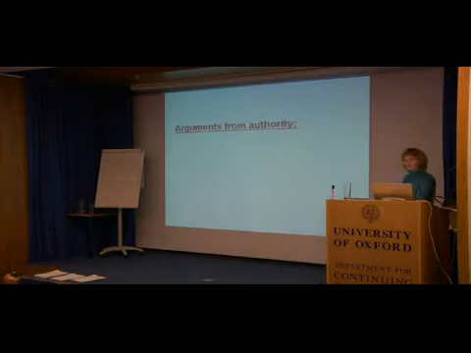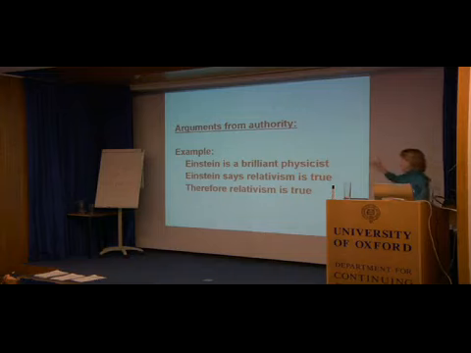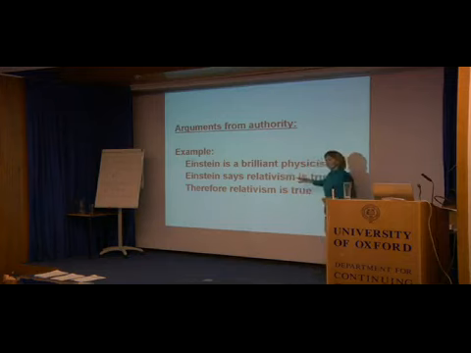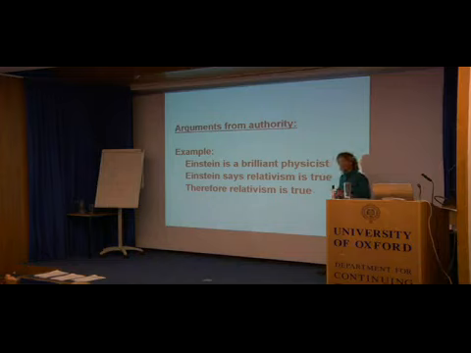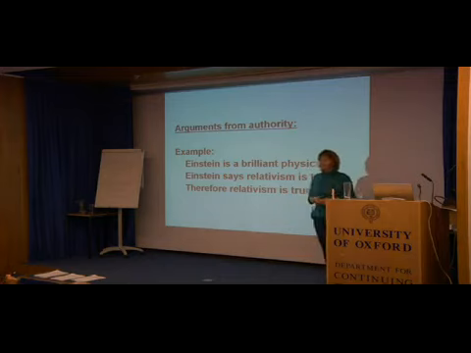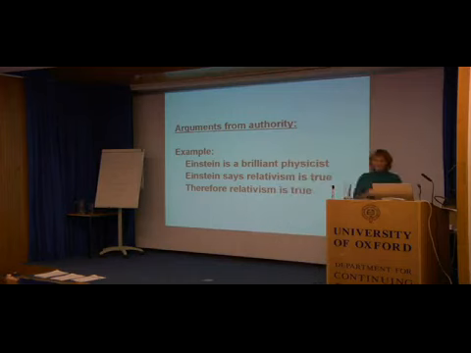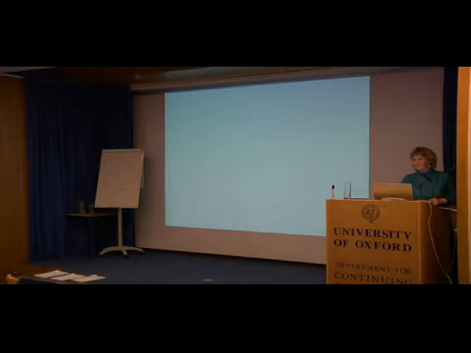Here's another argument. An argument from authority. Einstein is a brilliant physicist. Einstein says relativism is true, therefore relativism is true. Of course, we could put in a different thing here. Einstein says pacifism is the right creed, therefore pacifism is the right creed. What have we done there? We've changed a good argument to a bad argument. Why is one good and one bad? He's an authority here, because he is an authority on physics, that's right, and he isn't an authority on politics. But we'll be looking at good and bad arguments from now on, after next week.